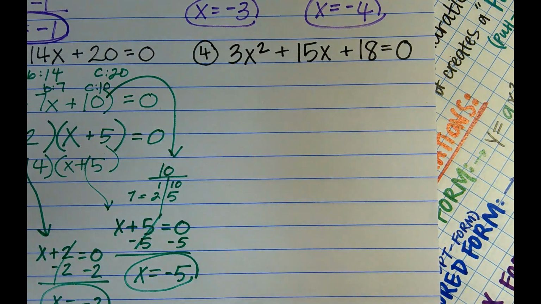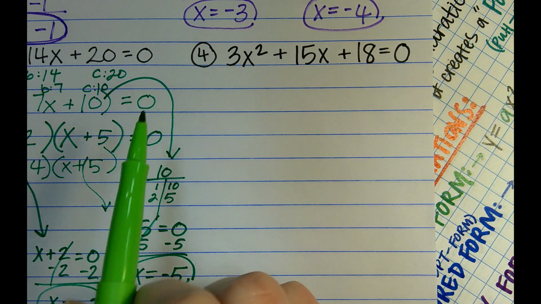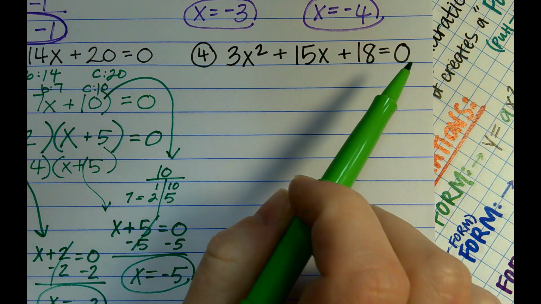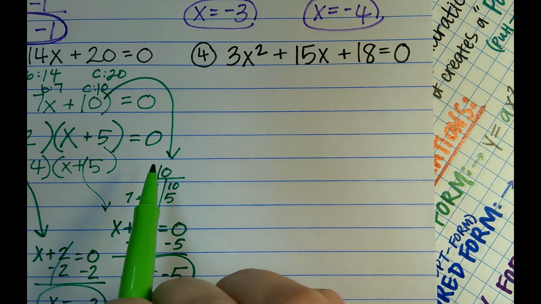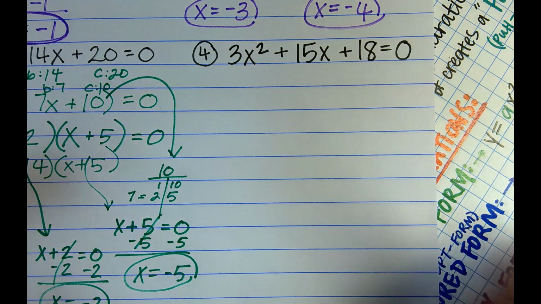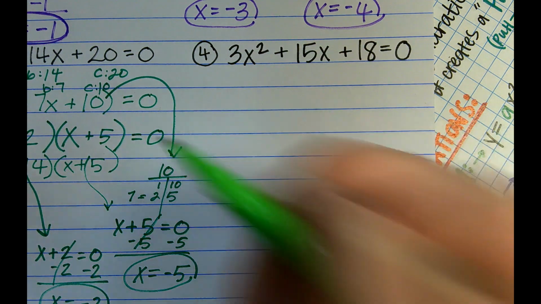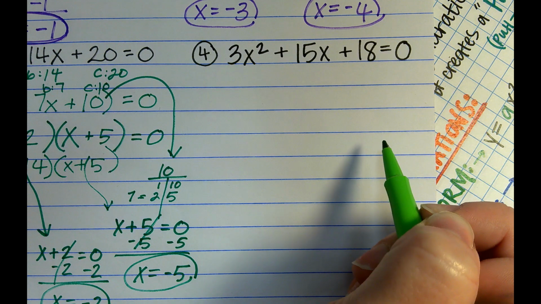And your work might look different than mine. We could take out a greatest common factor first, or we couldn't. Either way, we'll probably get the same answer. But let's see. I have 3x squared plus 15x plus 18 equals 0. What should I do here first? Divide? Find the greatest common factor. Yeah, we'll find the greatest common factor and we will divide that. So what would be a greatest common factor?